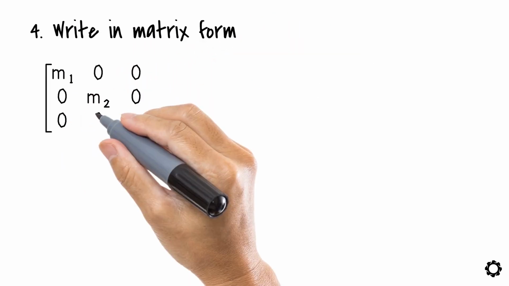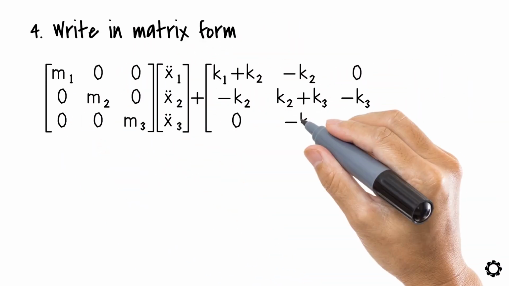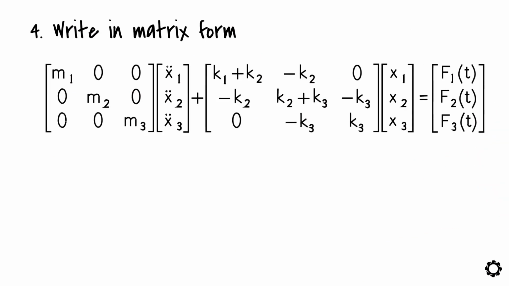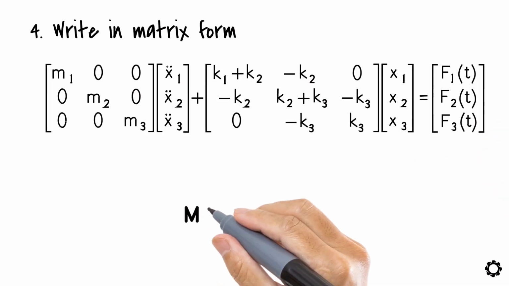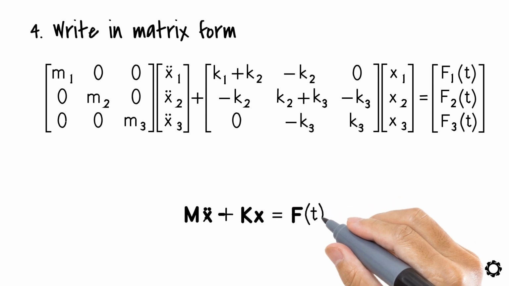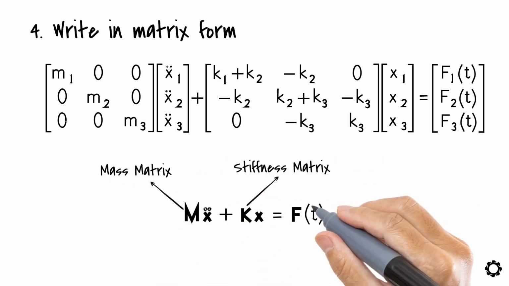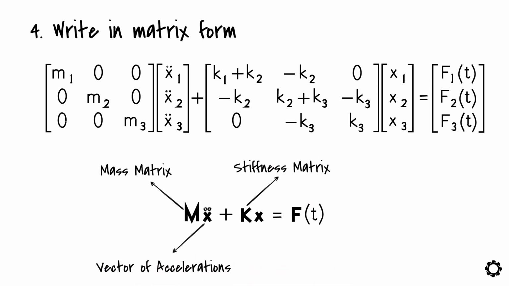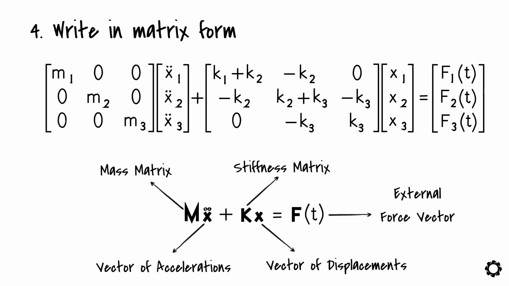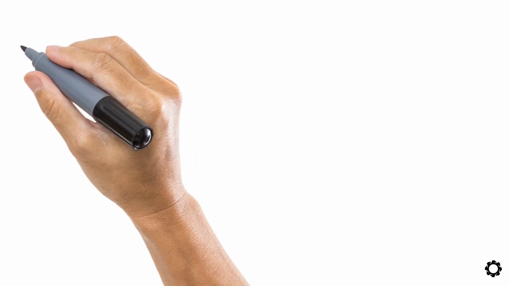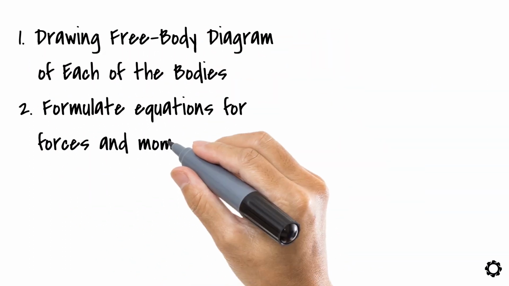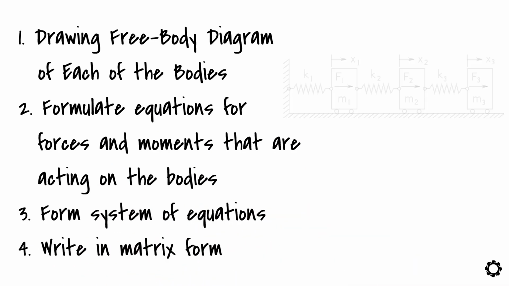Notice that this group is our system of equations of motion, in which one equation for a certain body is written as M x double dot plus K x equals F(t), where M is the mass matrix, K is the stiffness matrix, x double dot is the vector of accelerations, x is the vector of displacements related to the system's generalized coordinates, and F(t) is the external force vector, which includes corresponding forces that are affecting the system's bodies. And that's it. That's the whole procedure for forming the equations of motion for this kind of system.